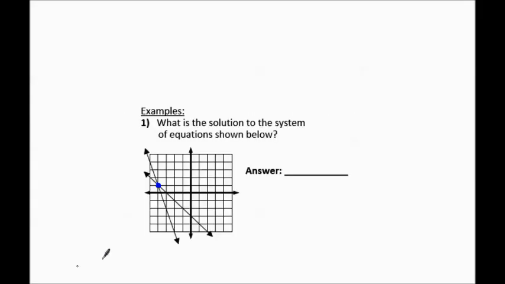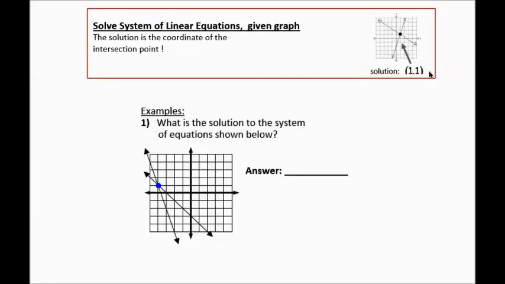The first sample problem you have is this one. What is the solution to the system of equations shown below? Remember that a solution to a system of equations given their graph is the intersection point. So in this system, even if the point is not shown or highlighted for you, you will still know that it is this point right here. That would be your intersection point. You need to write the coordinates for that point.